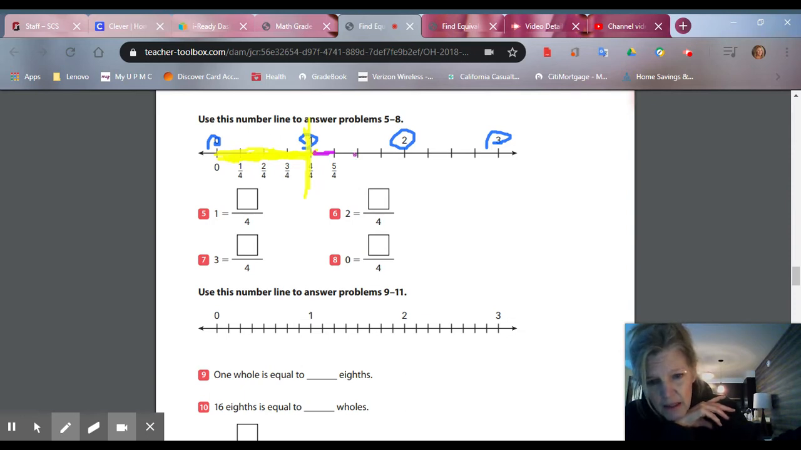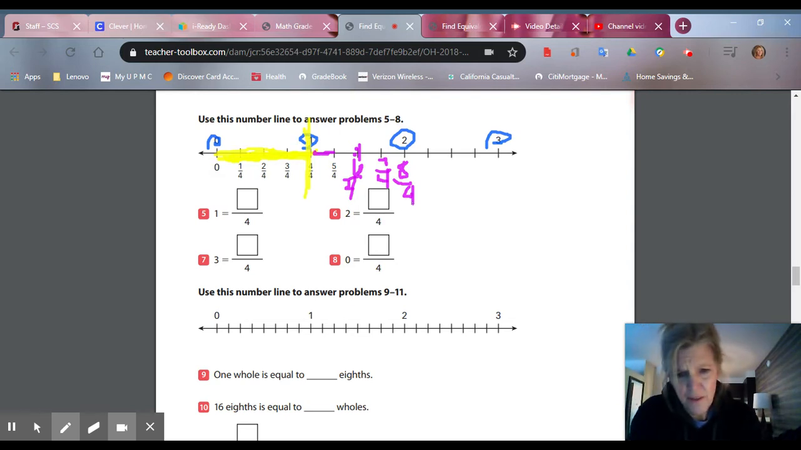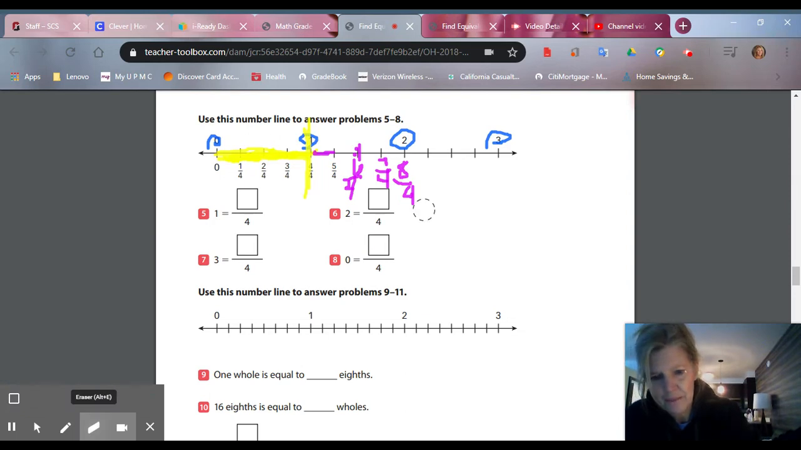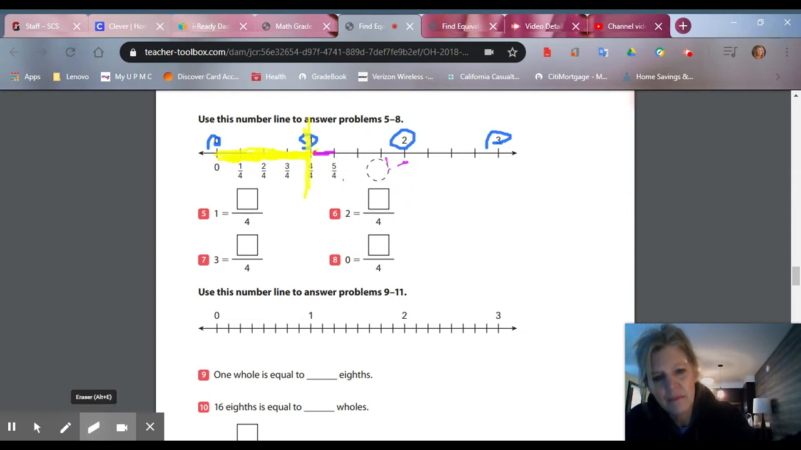What is this next fraction going to be right here after 5/4? You're right, it's going to be 6/4. And the next one's going to be 7/4. Next one's going to be 8/4. I think you get the gist. And my handwriting is kind of terrible, so let me get rid of most of that. All right, let's take a look at question number 5.